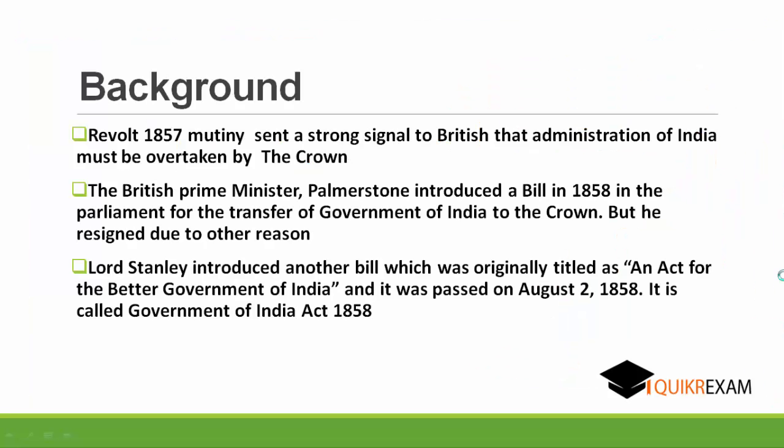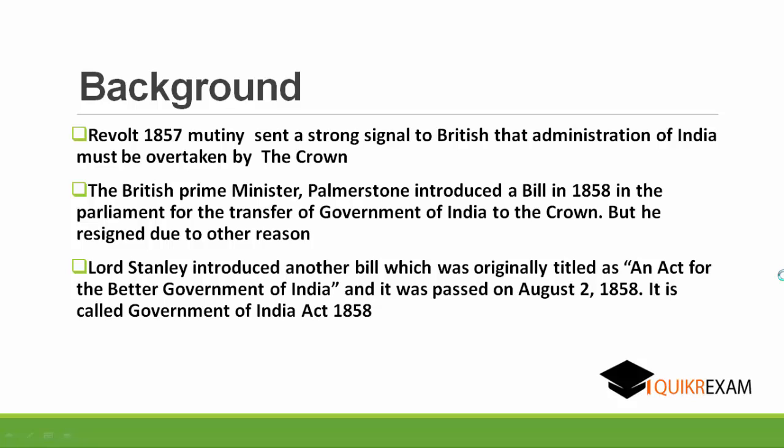So let's talk about the background of this act. As we know, there was a mutiny in 1857. Though it was a failure in many aspects, it sent a strong signal to the British that company rule should be ended and the direct administration should be taken over by the Crown. So the British Prime Minister at that time, Palmerston, introduced a bill in the Parliament to take over the control of Indian administration directly by the Crown, but he resigned due to some other reasons.